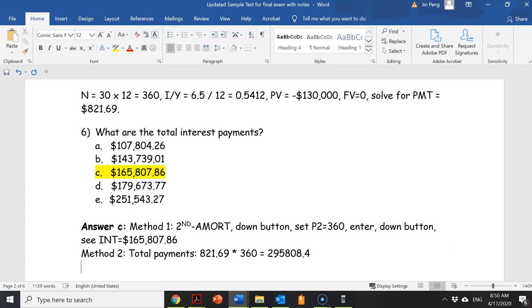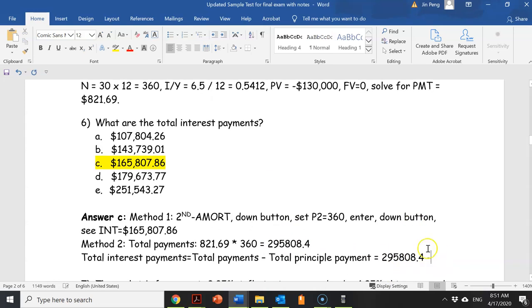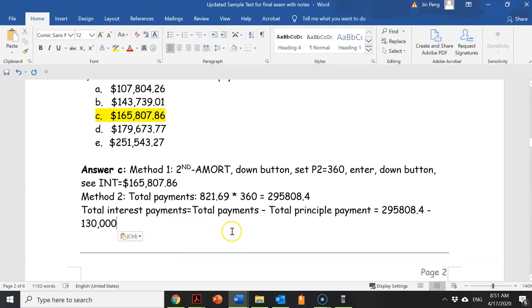And total payments consist of two parts, the repayment of principal and the repayment of interest, right? So the total interest payments we look for would be equal to total payments minus total principal payment. So we use total payments minus the total principal we need to pay, which is 130,000, the original principal we borrowed.